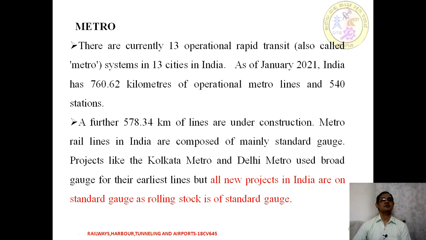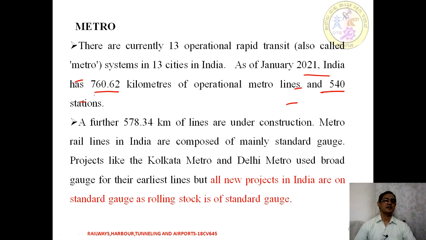Moving on to the concept of a metro. As we already studied the infrastructure required for the metro status of cities, there are currently 13 operational routes as far as metro is concerned. So that is always called rapid transit systems. In India, as per the January 2021 data, we have around 760 kilometers of operational metro line and an average of 540 stations. So that is the statistics.